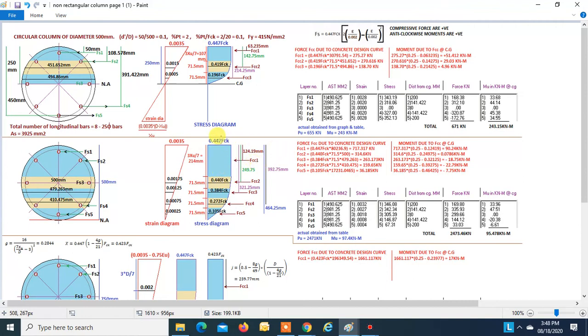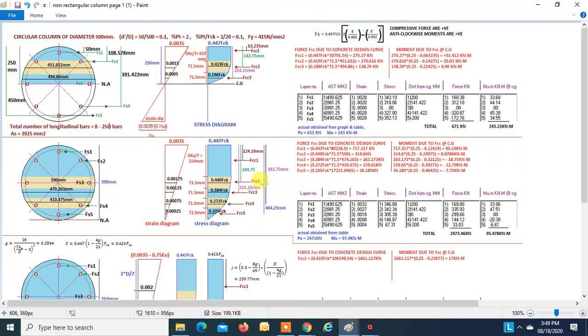It's simple. 0.44 FCK into the area of this segment will give you the force. Now, from the formula of the segment, we find the CG, which turns out to be 124.19 here. And so this will give an anti-clockwise movement. So force into 0.25 minus 0.12419 gives us 90.2 Newton meter.